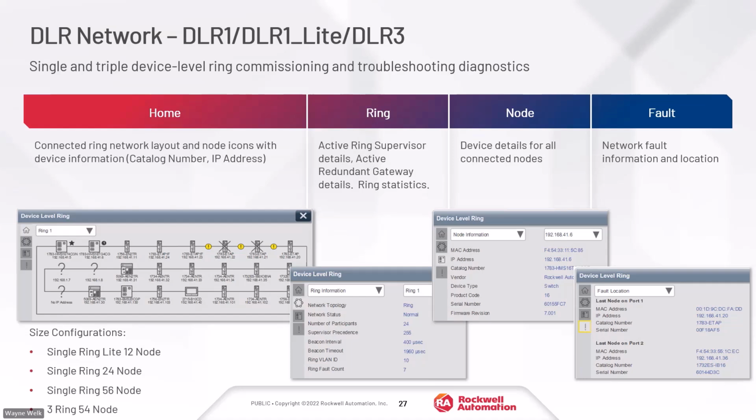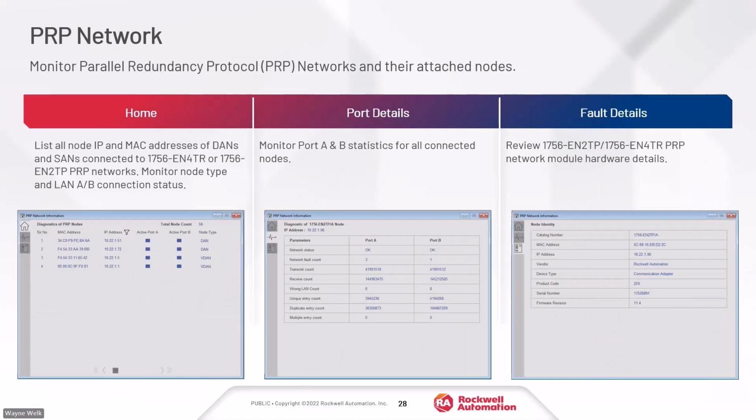And we also get node details for each device and network fault detection with details and locations as well. So visually, in the device level ring image, we can see what devices are currently not connected, where the fault or the issue is, but then also in the fault tab, we can see more detailed information on what the IP address is of that fault and all the diagnostics that we might need to correct an issue.